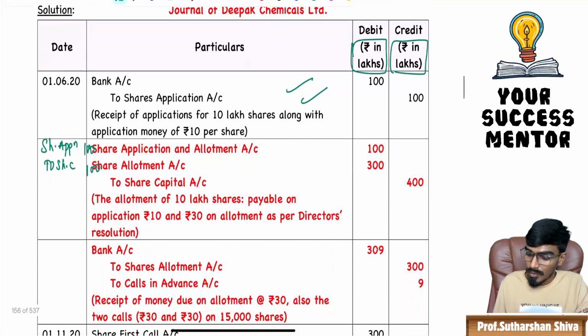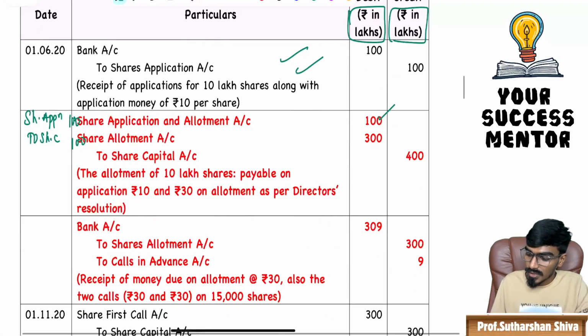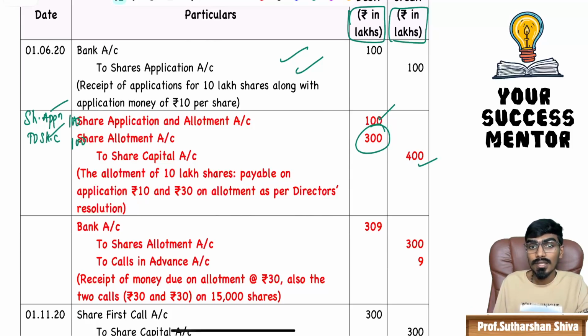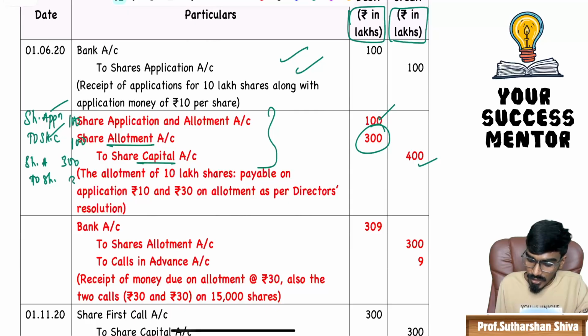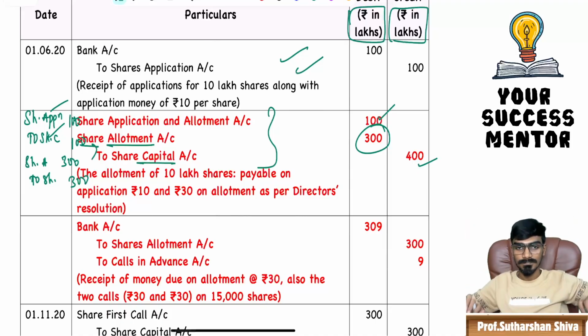Okay. So at the time, you will be passing the entry. Share application is 100 to share capital 100. That's what I have written. Then what is the share allotment money due? 300. Share allotment to share capital. That's how the two entries of share application and share allotment to share capital have been combined. So that's why a combined entry has been given. You can still pass this separately. 100% you can do. Okay, sir.